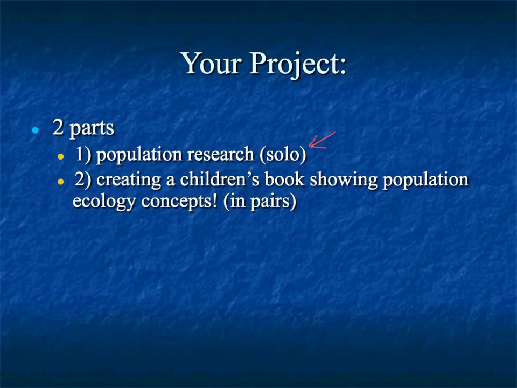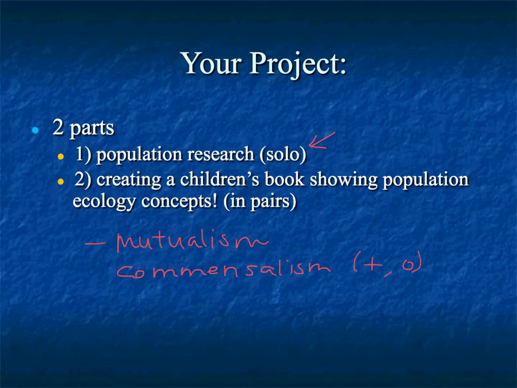You need to, with your partner before beginning research, choose two organisms that are connected in nature. Those organisms might be connected by mutualism. They might be connected by commensalism, when one organism benefits and the other is not affected, such as clownfish and anemone. Okay, mutualism again is everybody wins.